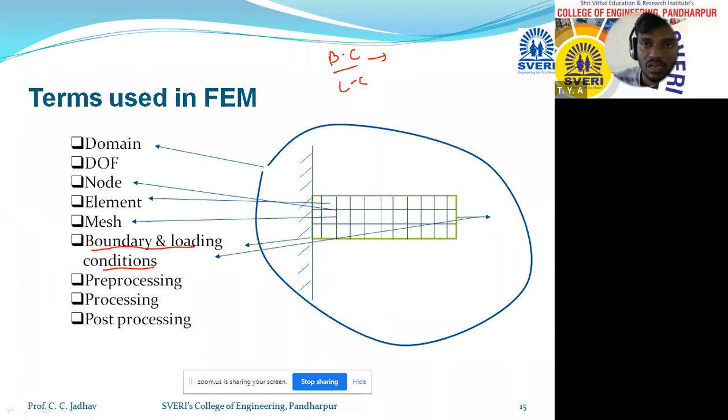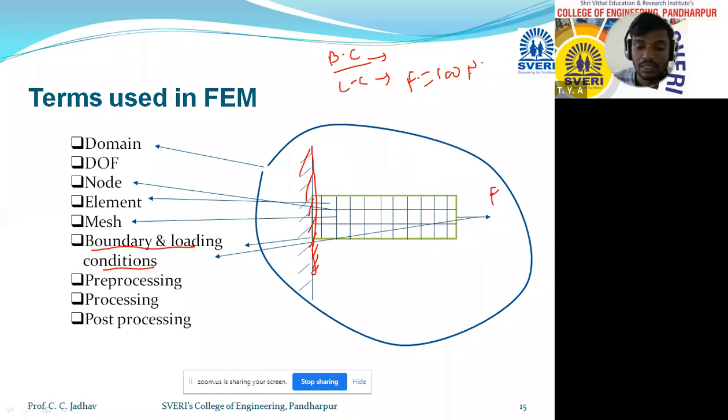Okay, so boundary condition is nothing but you are giving some constraint. This is my constraint, fixed at one end, and loading condition means I am just applying some force. That is nothing but your force, whatever value, 100 Newton, 1000 Newton, whatever. Okay, so these two concepts are very important.